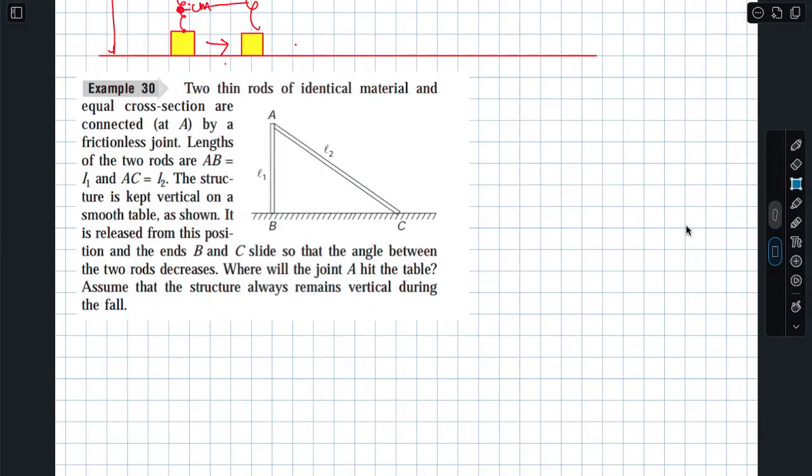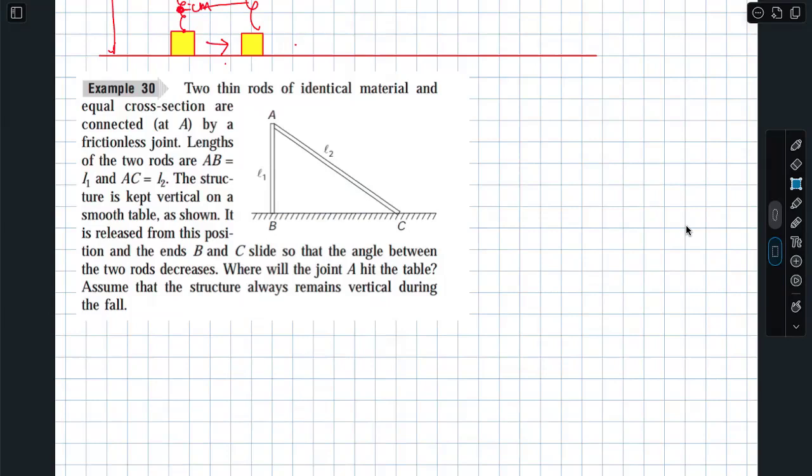It is released from position, and the ends B and C slide so that the angle between the two rods decreases. Where will the joint A hit the table? Assume that the structure always remains vertical during the fall.